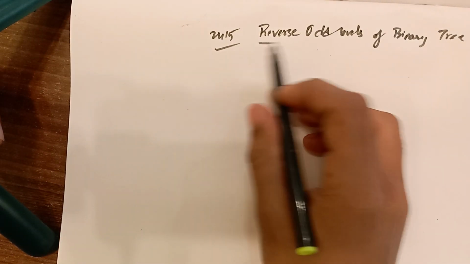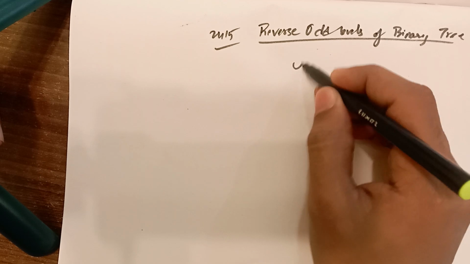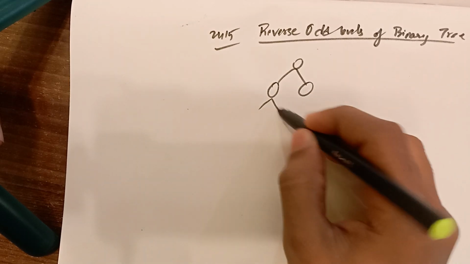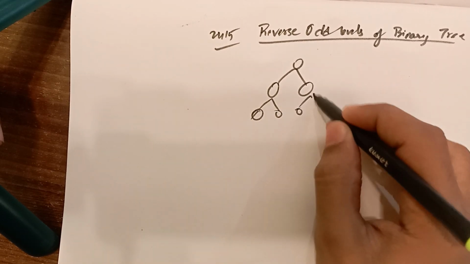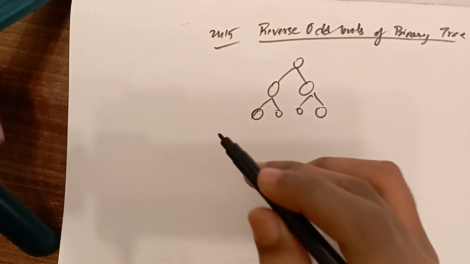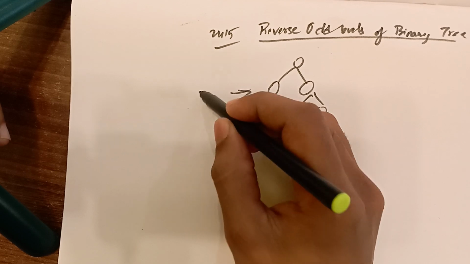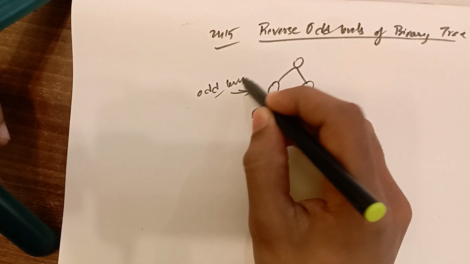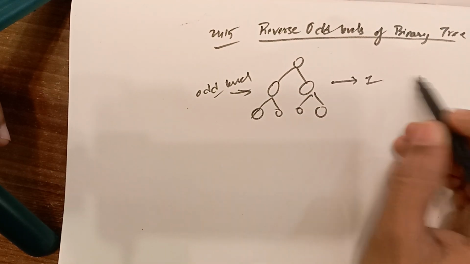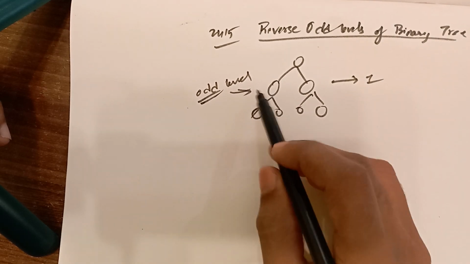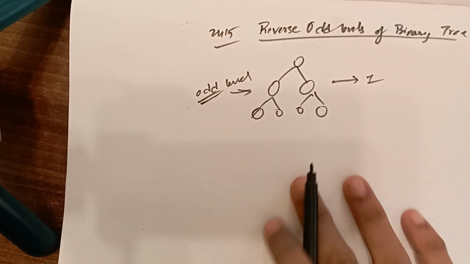In this question, we are given a binary tree. The levels that are odd, so this is level 1, and this is an odd level, we need to reverse them. Let us take an example for this question.